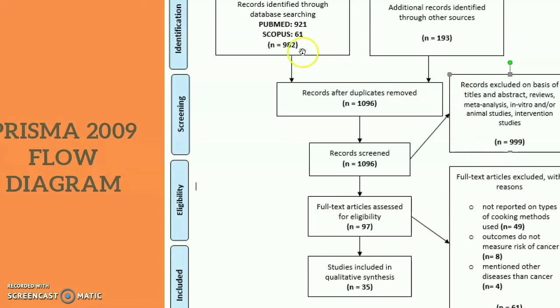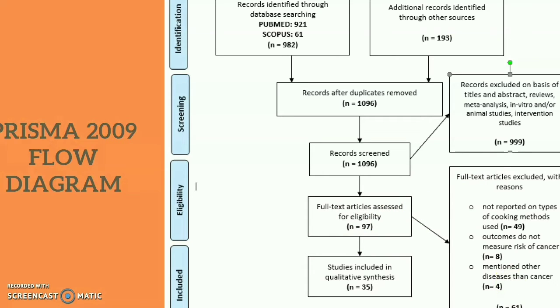As you can see here, records identified through database searching are altogether 982 articles, of which 921 are from PubMed and 61 are from Scopus. The additional records identified are 193 articles. What remained after duplicates were removed is 1096 articles. These articles were screened, and 999 articles were excluded on the basis of titles and abstracts, and reviews, meta-analyses, in vitro or animal studies and intervention studies were also excluded. The remaining articles are 97 articles.